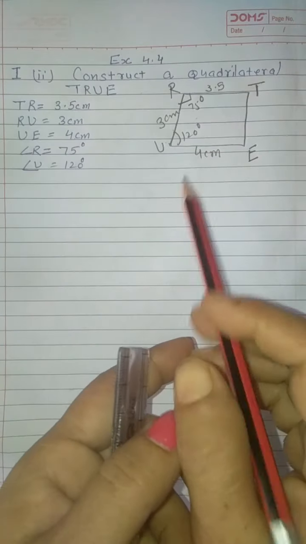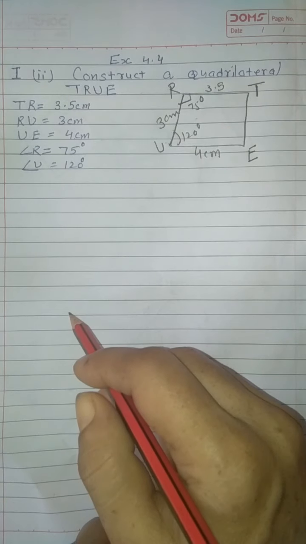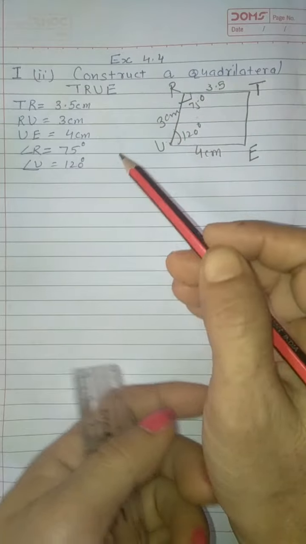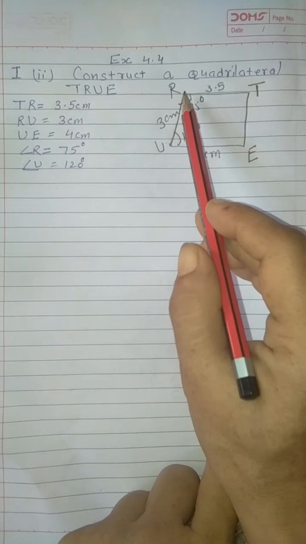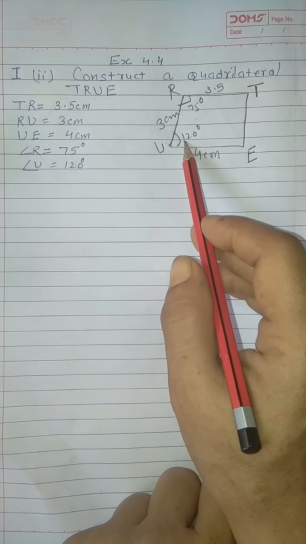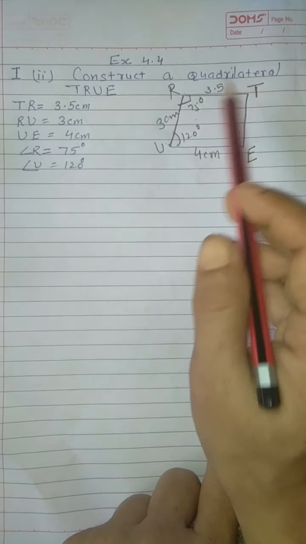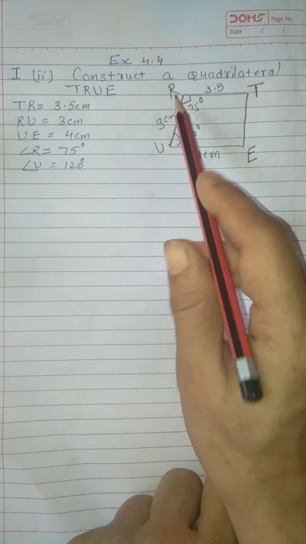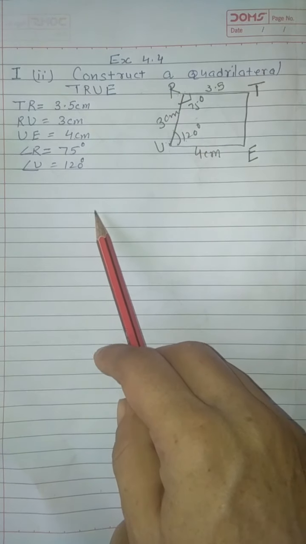Because I didn't draw like this with RU as a base, to make you clear, some students can write the points, they can start from anywhere. Then according to what we want, RU 3 centimeter, here angle 75 degree, angle 120 degree. 75 degree is included by side RT and RU, and this 120 degree is included by side UE and RU. So it's easy for me to make a quadrilateral.